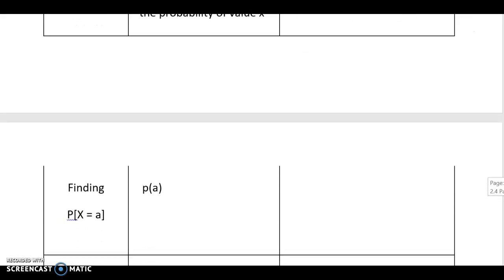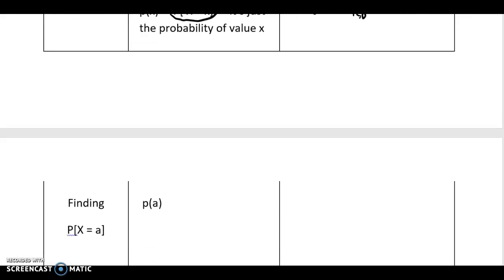Let's keep going. So if we want to find the probability that x equals a, remember in the discrete case we just plugged it in, but now, if you wanted to find the probability that x equals a, it's just going to equal 0.